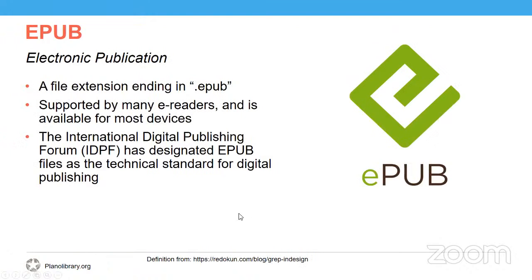All right, and then we get into Epub. So we are configuring our book. We are going to do the final export today as an Epub file. And it literally just stands for electronic publication. And this is sort of the symbol for the Epub file. When you just do a Google search, this is what pops up. It's supported by many e-readers and it's available for most devices. The International Digital Publishing Forum, also known as IDPF, has designated EPUB files as the technical standard for digital publishing.